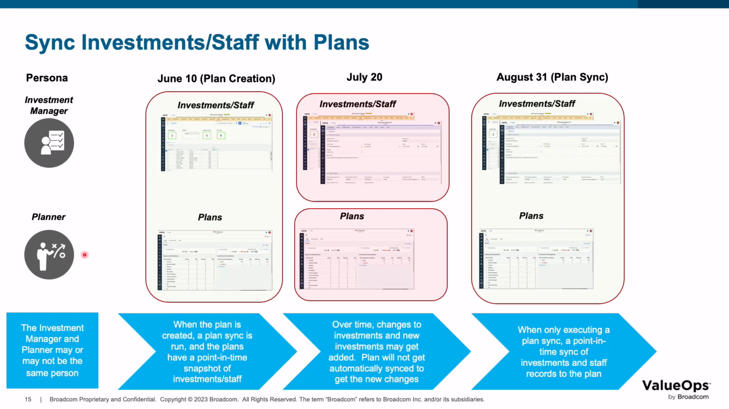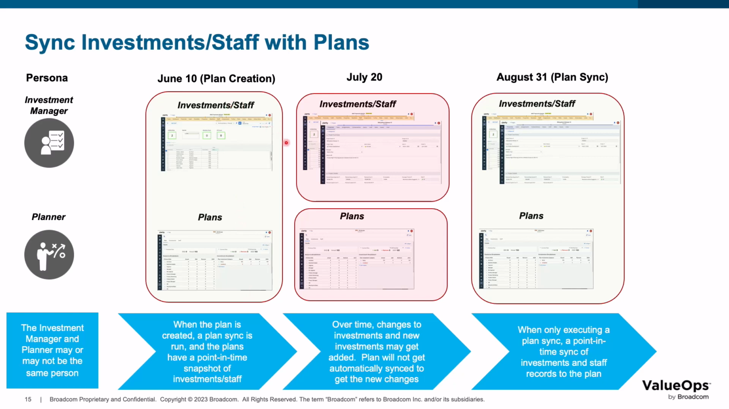So say for example, let's take this example where we're going to be planning for the upcoming year, 2024, but the planning starts in 2023, let's say at June 10th. And that's where the plan creation started. And when you create the plan, at that time, we have a point in time snapshot of the investment and staff. So both of them are in sync during this time.